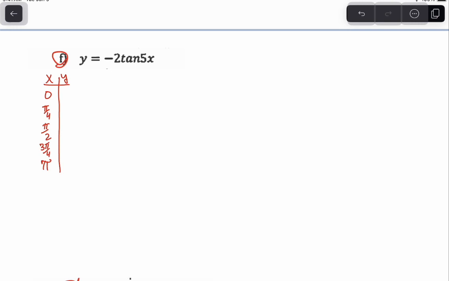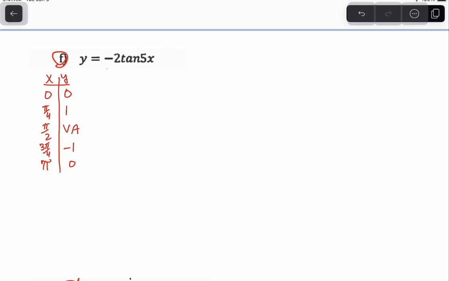The way that a tangent works, remember tangent's y over x. So it's at 0. This is 1. This is a vertical asymptote because that's undefined. This is -1 and this is 0. So that's the chart you can memorize for your tangent. Now, let's take a look at all the things we know about this particular function.